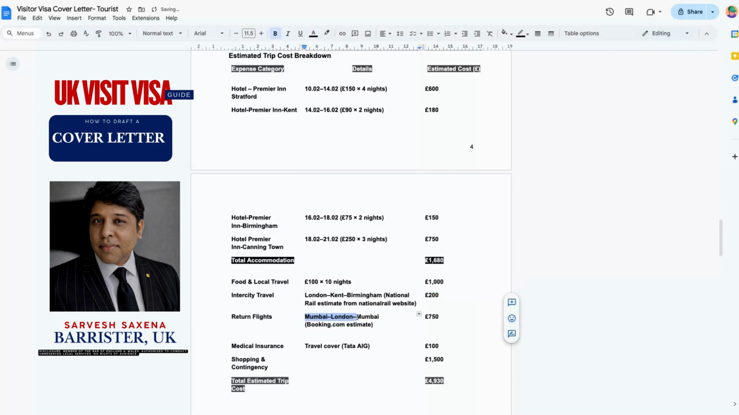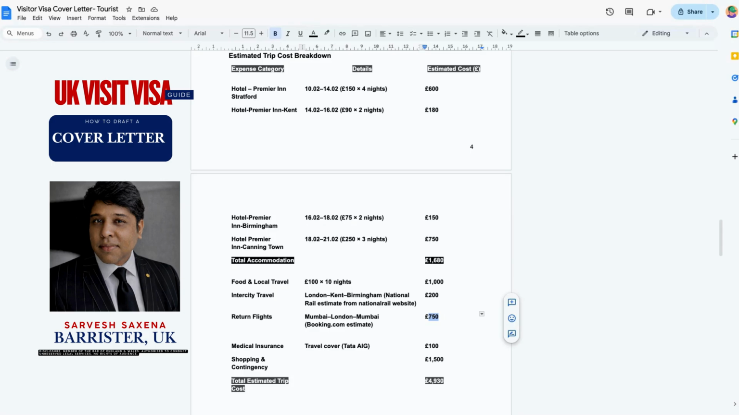Then the return flight, Mumbai, London, Mumbai, this is a return flight 750, because we mentioned that there is a proof of return flight. So that means you have an estimate, because please do not make the arrangements assuming that you'll be granted the visa, by paying for everything upfront in non-refundable flights. For example, people end up booking flights and then their visas are refused. Please do not do that.